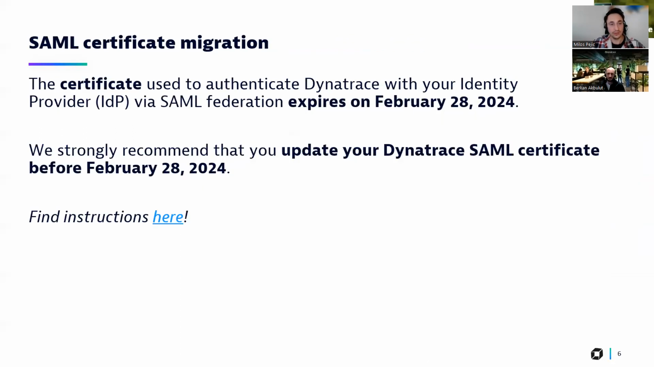First of all, a topic that's already been presented in the past few presentations. The SAML certificate migration, it will expire on February 28th this year, which means that we strongly recommend to please update it on the IDP side, and please check the required boxes on the Dynatrace page. And instructions can be found here.